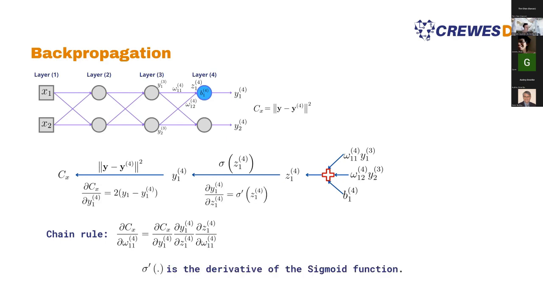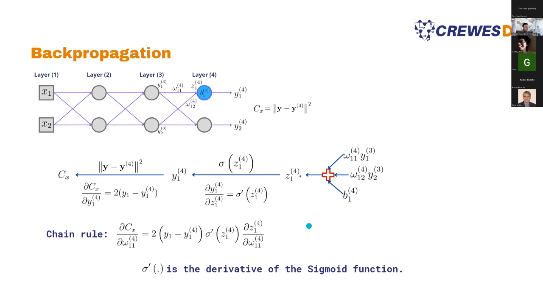So now, calculating a few of those derivatives, the derivative of the L2 norm is going to be twice the residual. That's the derivative of this first function. And sigma prime, we're just going to denote as the derivative of the sigmoid. We're going to show later what the derivative of the sigmoid is. And then we're just going to start to replace them down here.